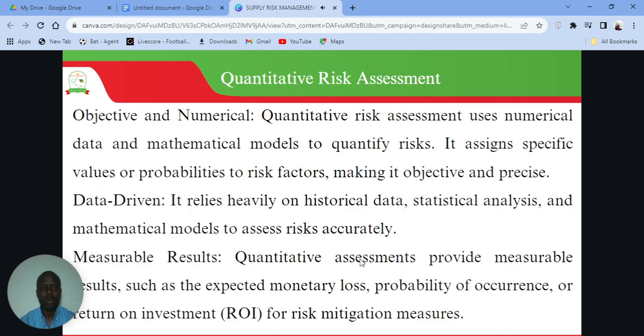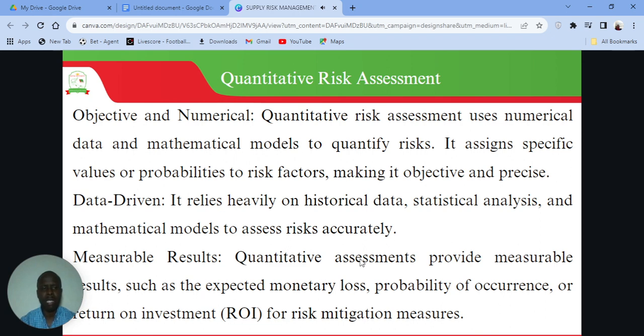Now, when we talk about quantitative risk assessment, number one, what you need to know about this kind of risk assessment is, of course, it is numerical in nature. It is objective and numerical. So we need to have you working around figures to be able to identify probable risks. So we can do calculations around probability to be able to assess those particular risks.